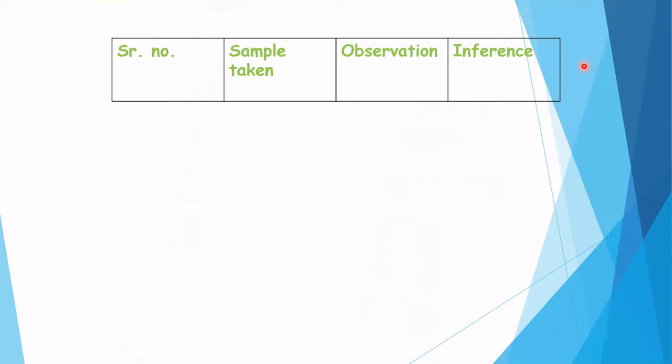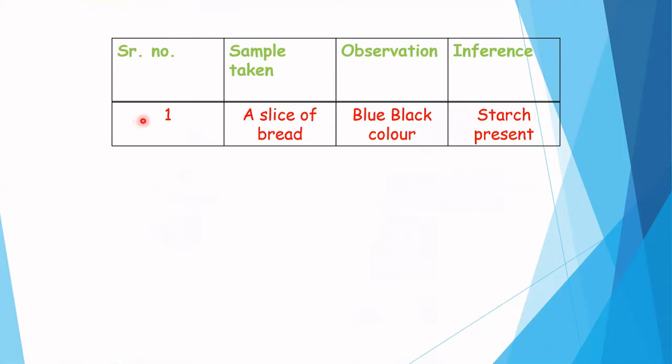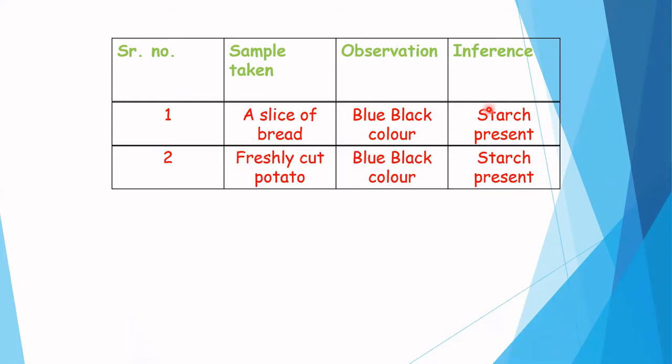So then we have to make a table. First column will be serial number, second column sample taken, third column observation, fourth column inference. For the first sample, we took a slice of bread, and after putting iodine solution we observe that it is blue-black color. So we conclude that in a slice of bread the starch is present.